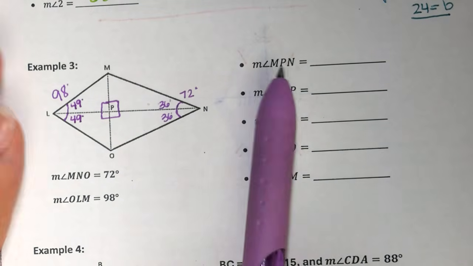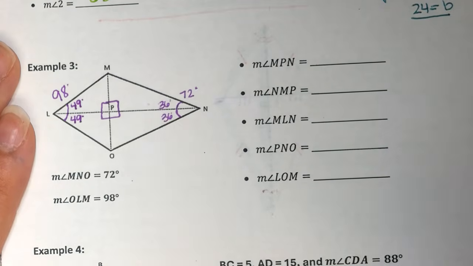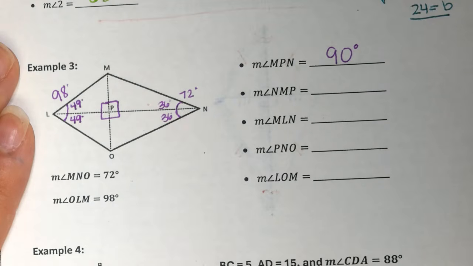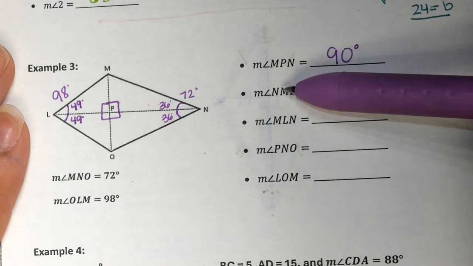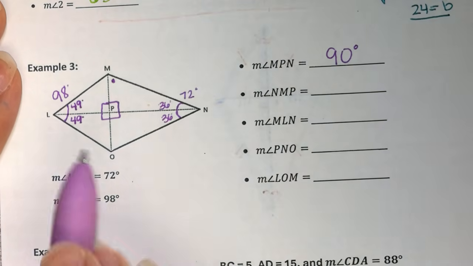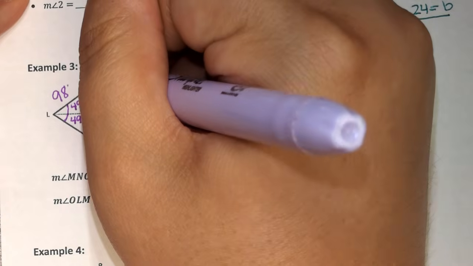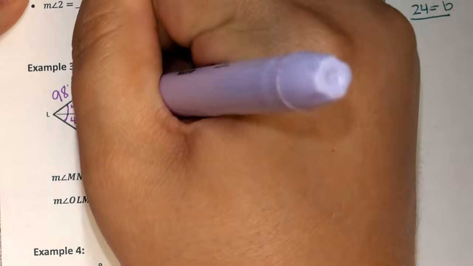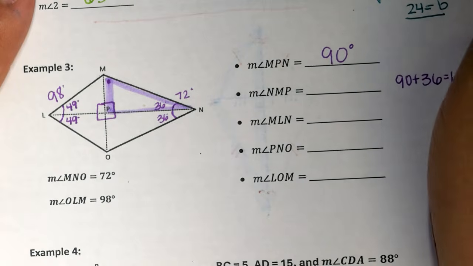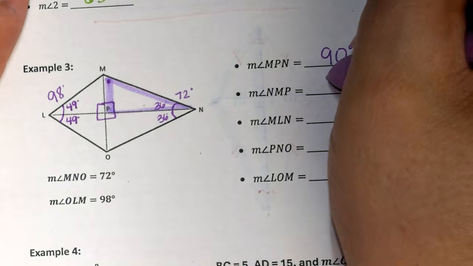So let's answer these questions. What is MPN? 90 degrees. Don't forget your degree sign. We're in March. We shouldn't be forgetting our degree signs right now. What is NMP? That is right here up top. How do I figure that out? 90 plus 36 minus 180. So 90 plus 36 is 126. Minus 180 is 54 degrees.